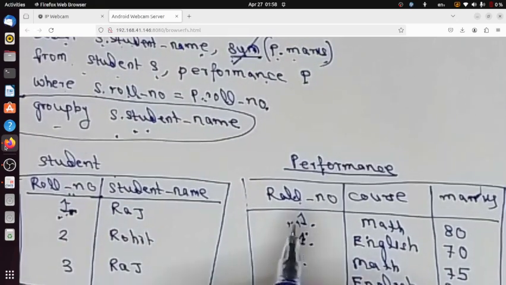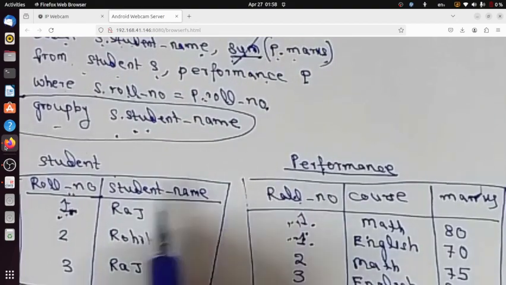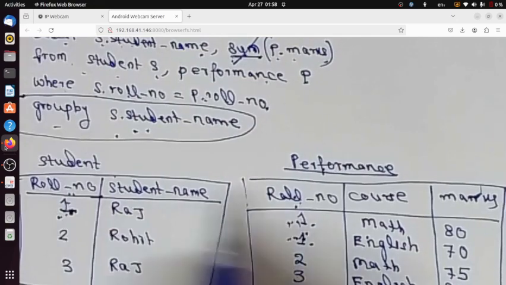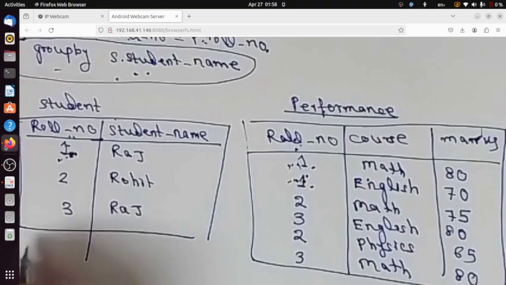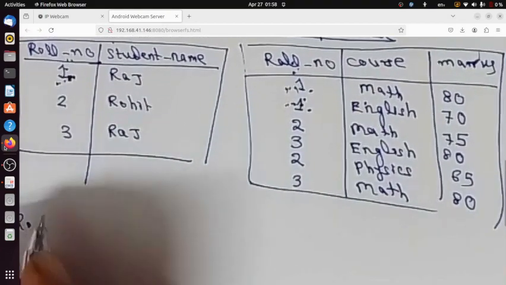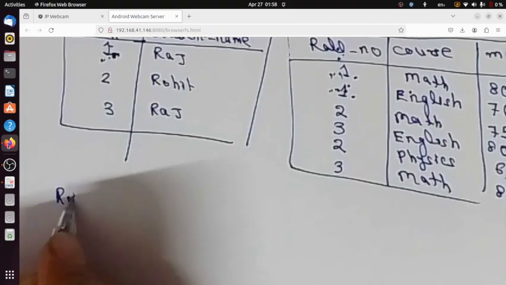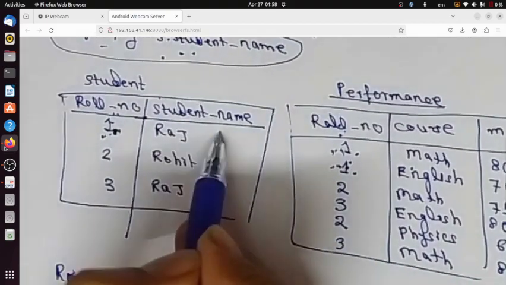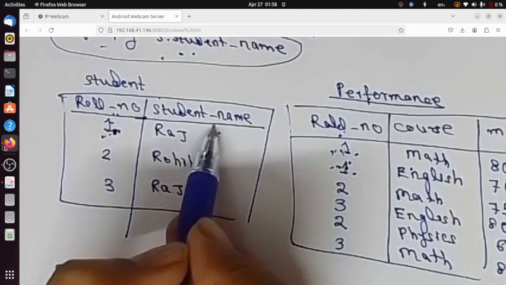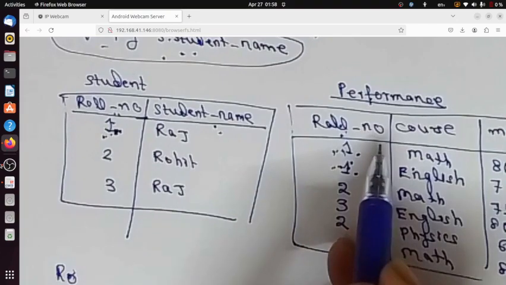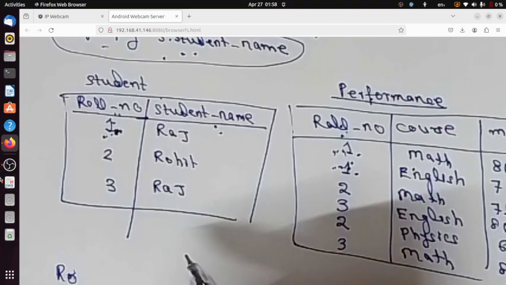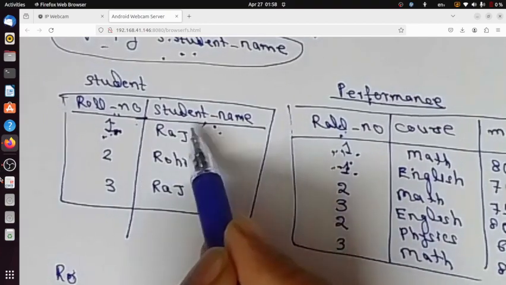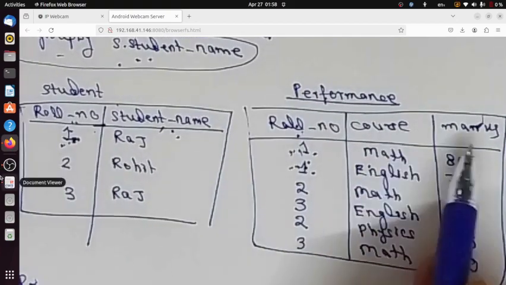So after joining these two tables, student and performance, based on the common column roll number and their equal value, we will see what the output table will be. The result table contains all the columns, or all the attributes, from the student table and all the attributes of the performance table. So in the result table there may be 4 columns: roll number, student name, then course, then marks.